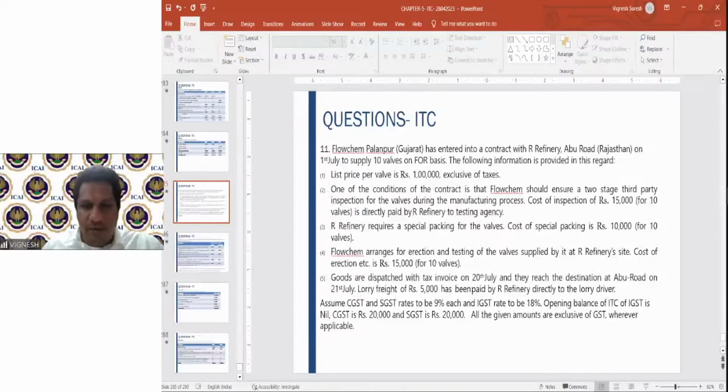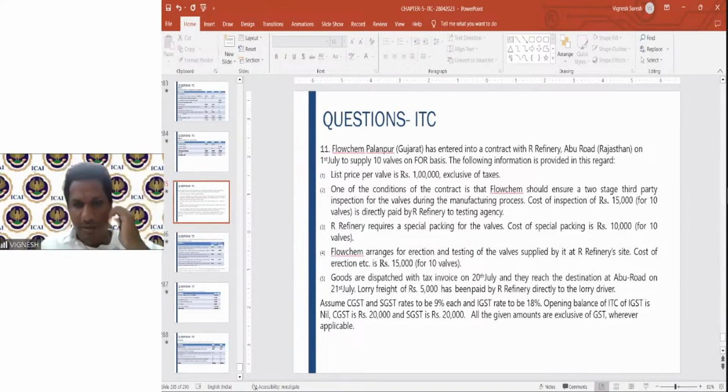Then Flowchem arranges for erection and testing of the valves supplied by it. Cost of erection is 15,000 for 10 valves. Goods are dispatched with tax invoice on 20th July and they reach the destination at Abu Road on 21st July. Lorry freight has been paid by our refinery directly to the lorry driver. Okay. Assume CGST, SGST 9%, IGST 18%.